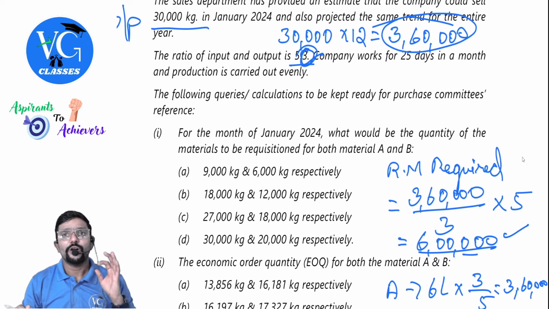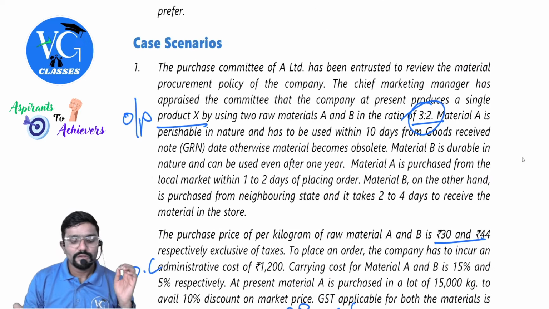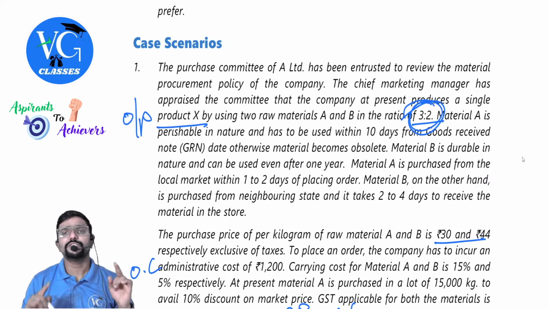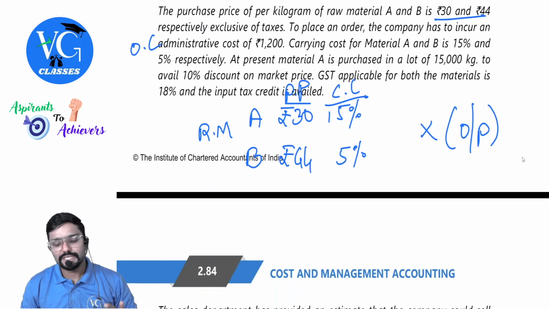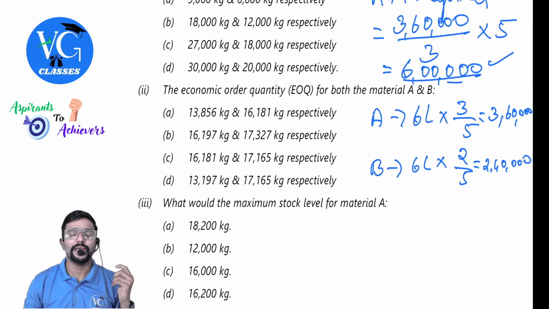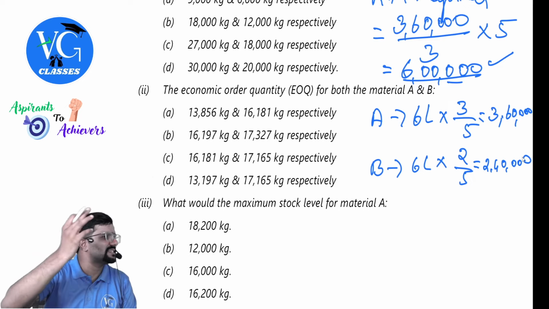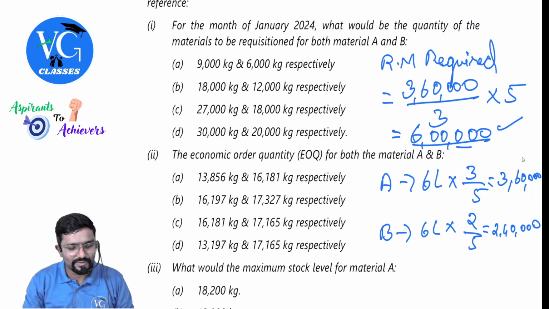Now I have to divide how much A and how much B, for which they have clearly told here. A and B are used in what ratio? 3 is to 2. So divide 6 lakh in 3 is to 2 ratio. 3 lakh 60 for A and 2 lakh 40 for B, guys. Did you guys get it? Yes. Once we do this, sir, all the data is ready. Calculate whatever they ask.